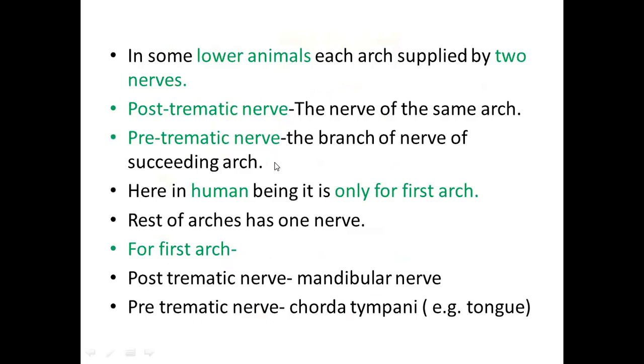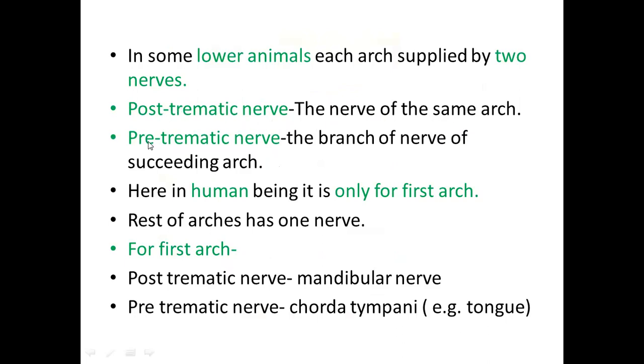In some lower animals, each arch is supplied by two nerves, the post-trematic nerve and the pre-trematic nerve. So one should have a proper concept. What does it mean? Post-trematic nerve means the nerve of the same arch. For example, the first arch has its own nerve, the second arch has its own main nerve. So the nerve of that arch is called the post-trematic nerve.